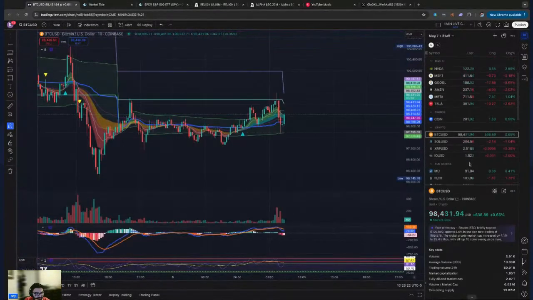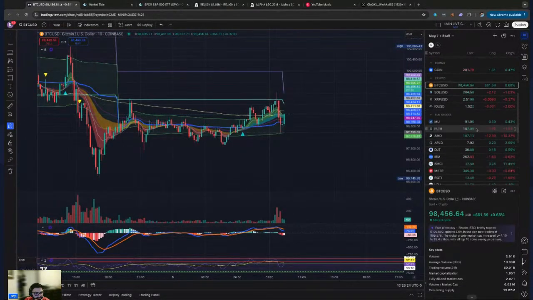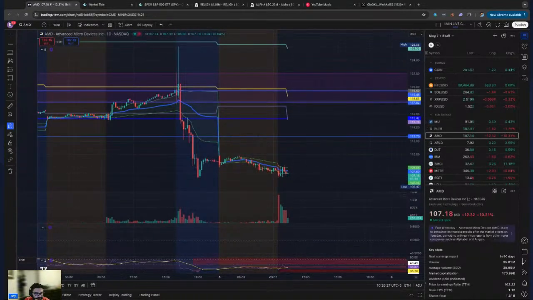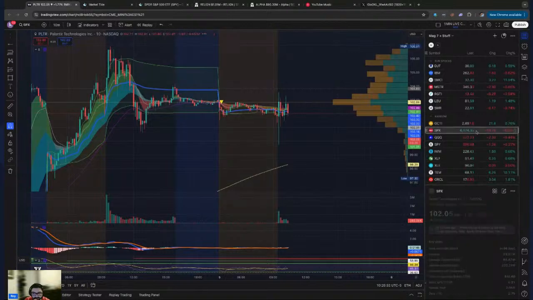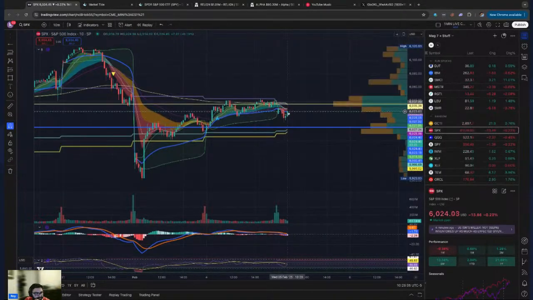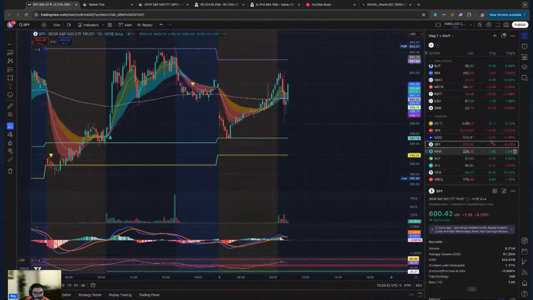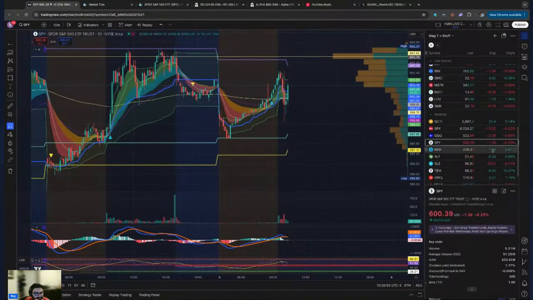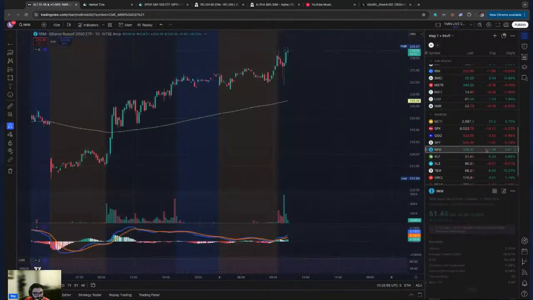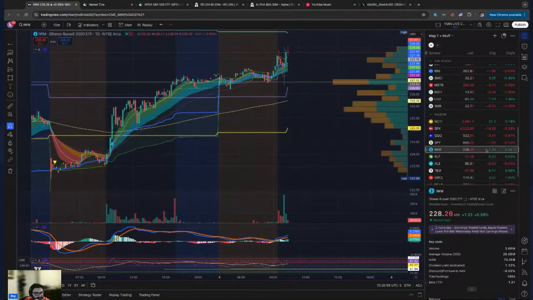Flipping over to Bitcoin, nothing's really changed on Bitcoin. Still under 100 grand. Got AMD at 107, Palantir at 102. SPX 6024. You can see SPX is battling some EMAs above, so you could have a little bit of resistance showing up there. SPY is back over 600. It dipped below it for just a moment. It's now finding its groove. Again, pretty bullish 10-minute candles. That'll match ES. If we go to IWM, looks like it's pushing a little bit higher.